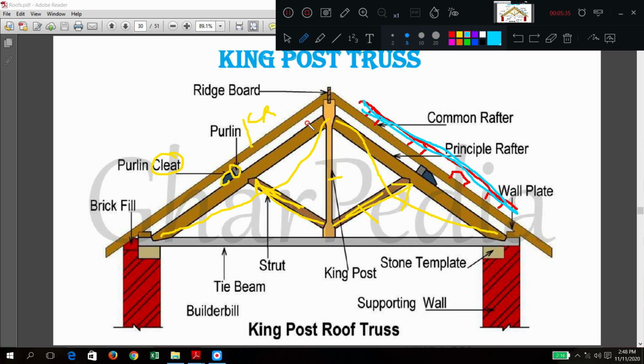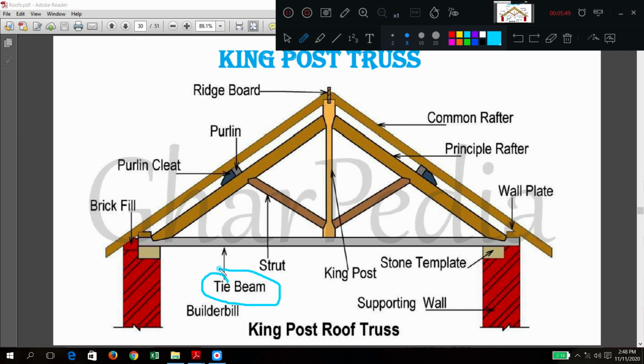Okay. Now this is about king post. Now we'll revise the points once again. So here it has got tie beam. Very important here, two inclined members. What are the inclined members here? Principal rafters. These are called principal rafters. And it also contains two struts to hold the rafters in place, and also one king post.